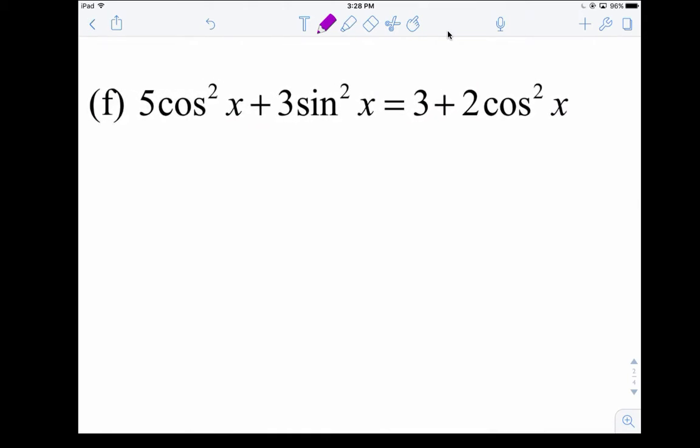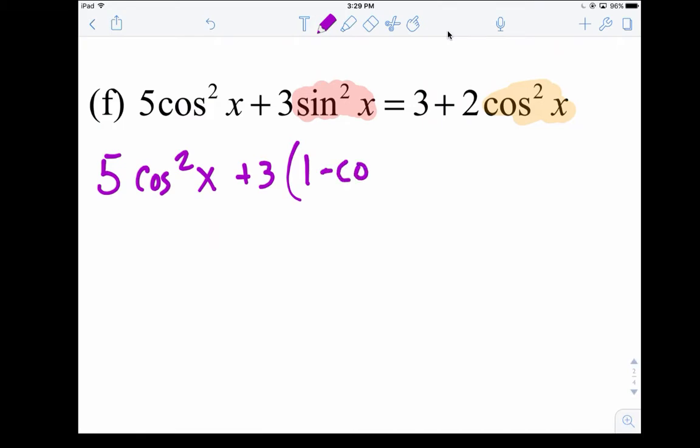Okay, and then the last one. I think I'm going to use the left side. Okay, and what I'm going to do is I see over here I have just cosine squared, but over here on the left side I have both sine and cosine. Okay, so what I'm going to try and do is change sine squared so that it's in terms of cosine, just so that I get the same function across the board. Okay, so I'm going to get 5 cosine squared plus 3, and then I'm going to change sine squared to be 1 minus cosine squared.